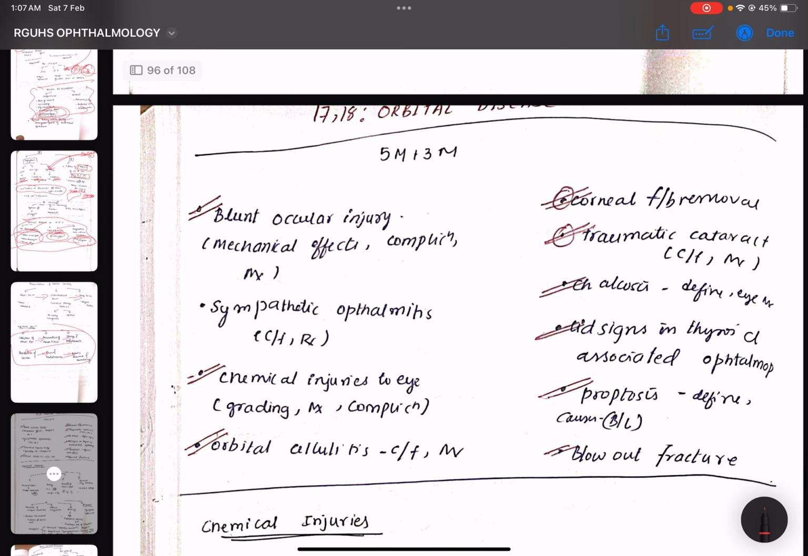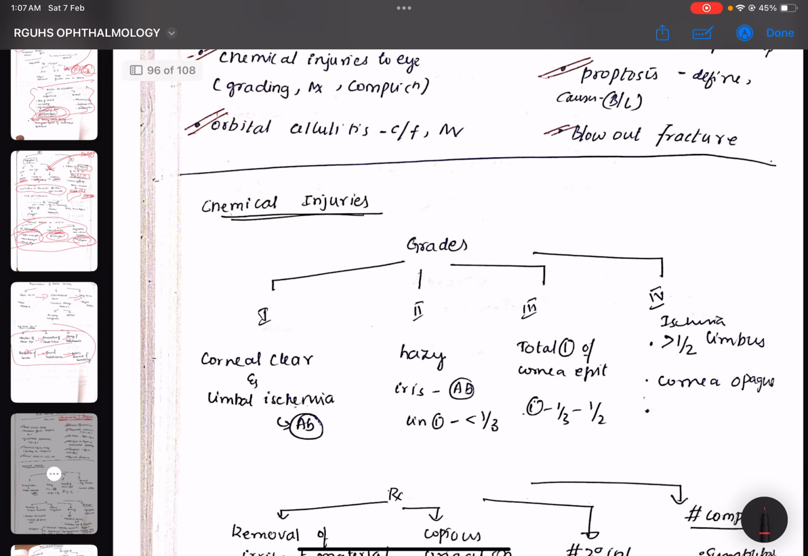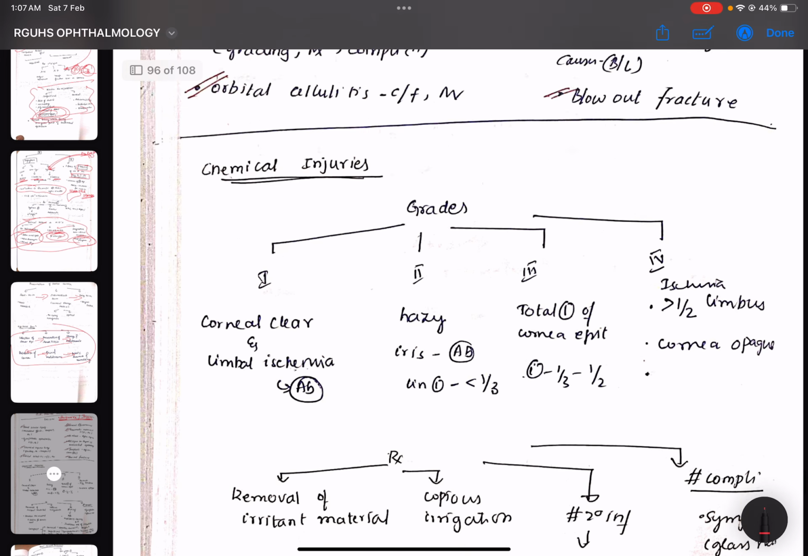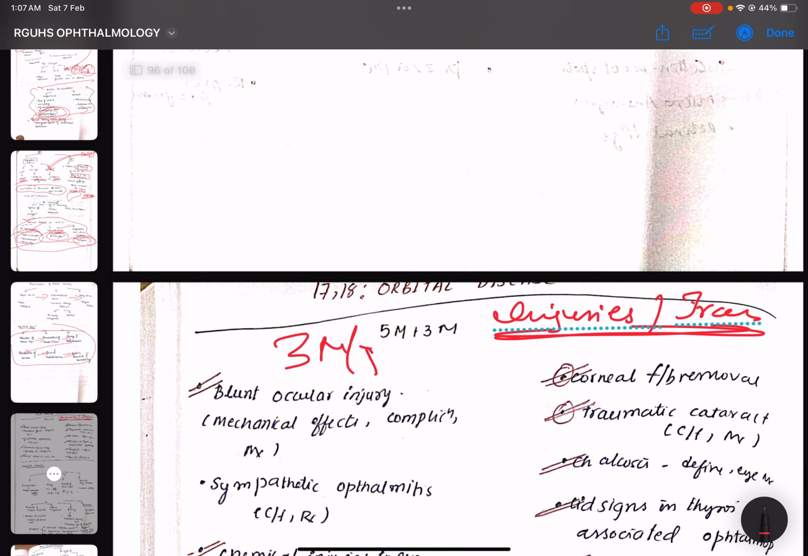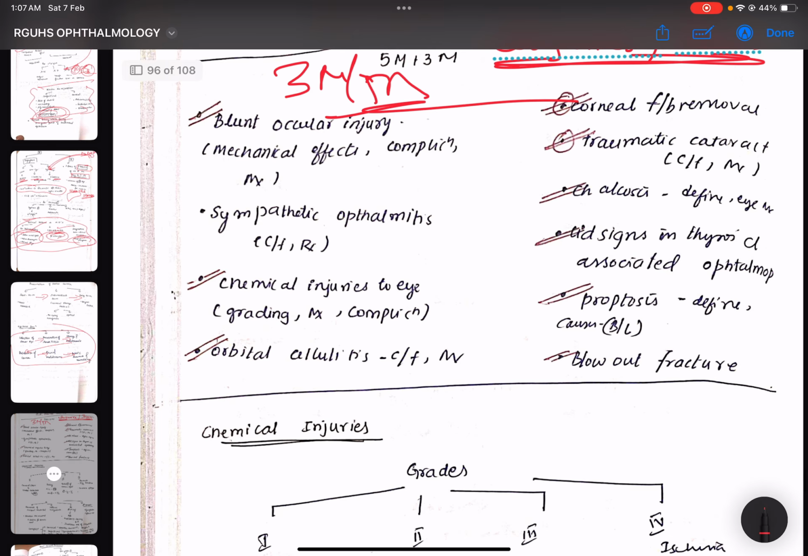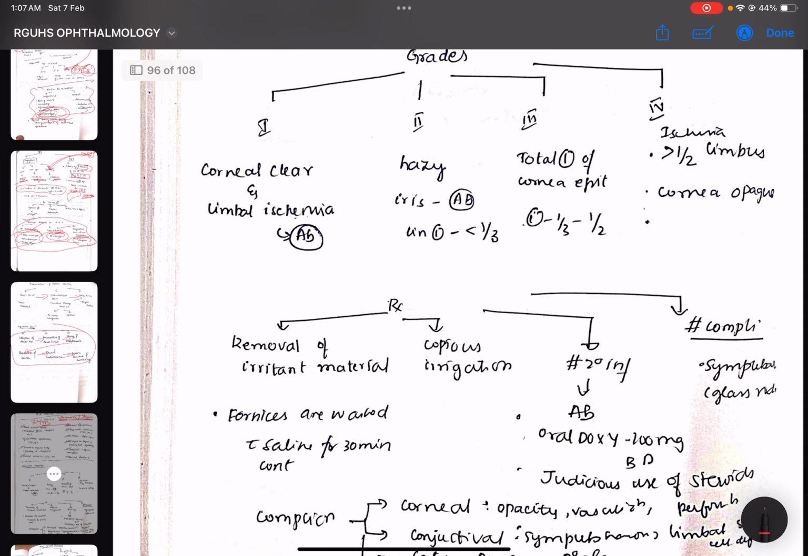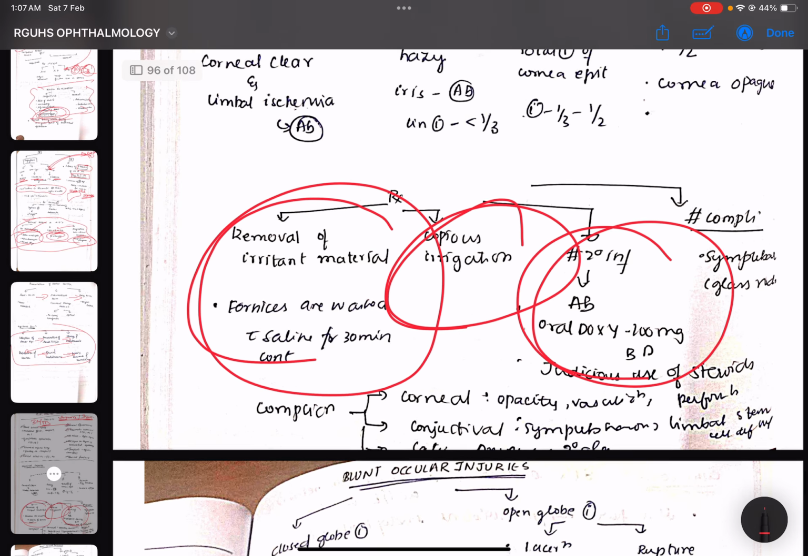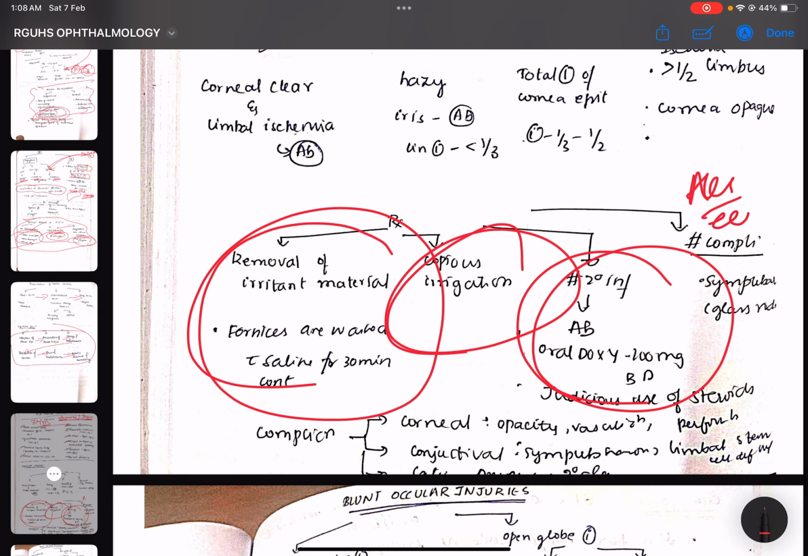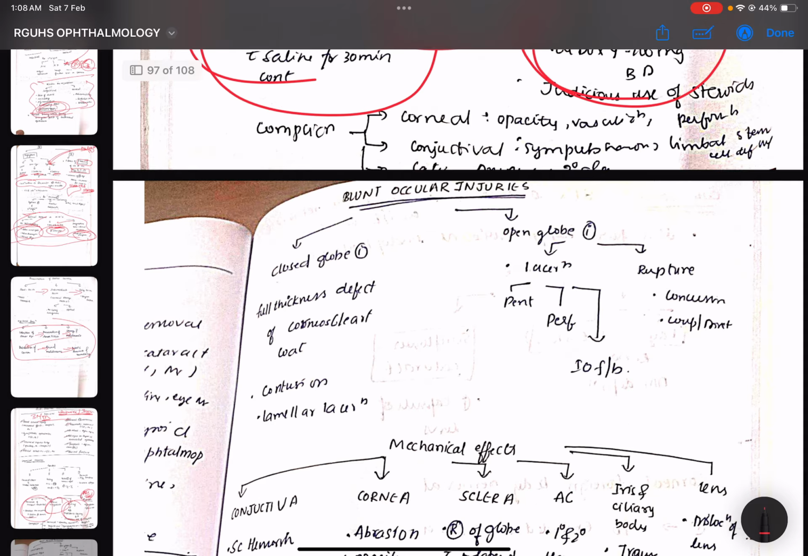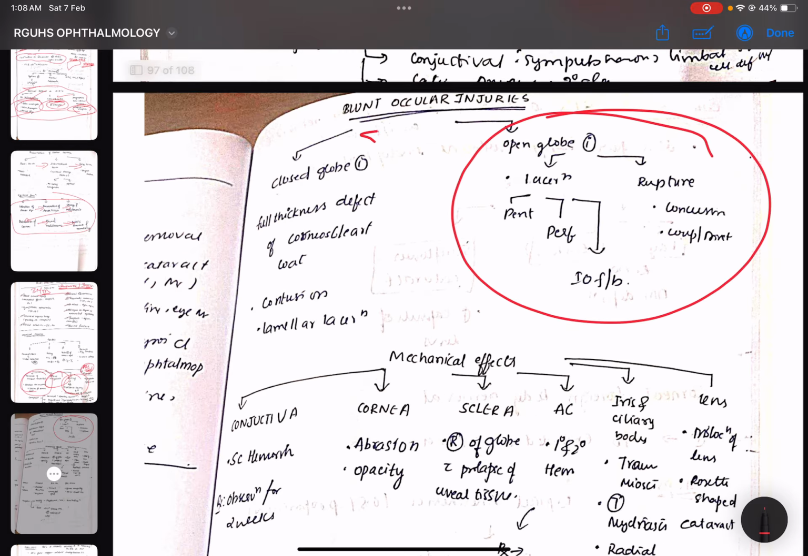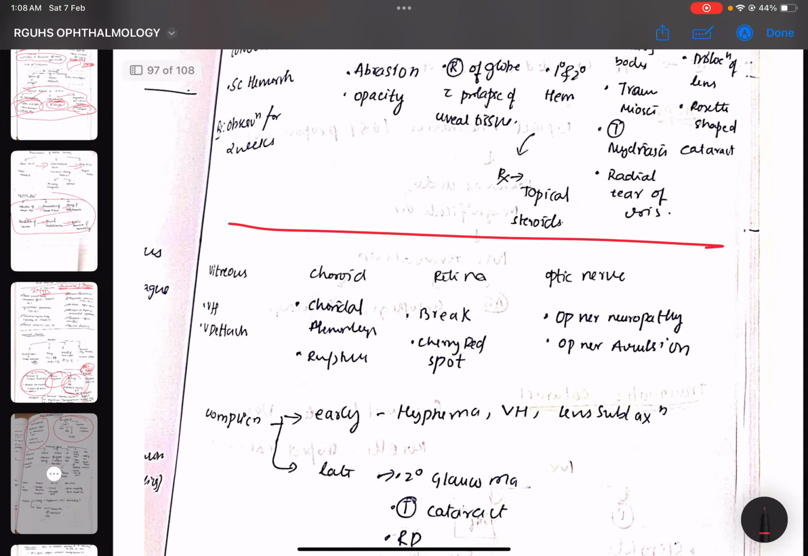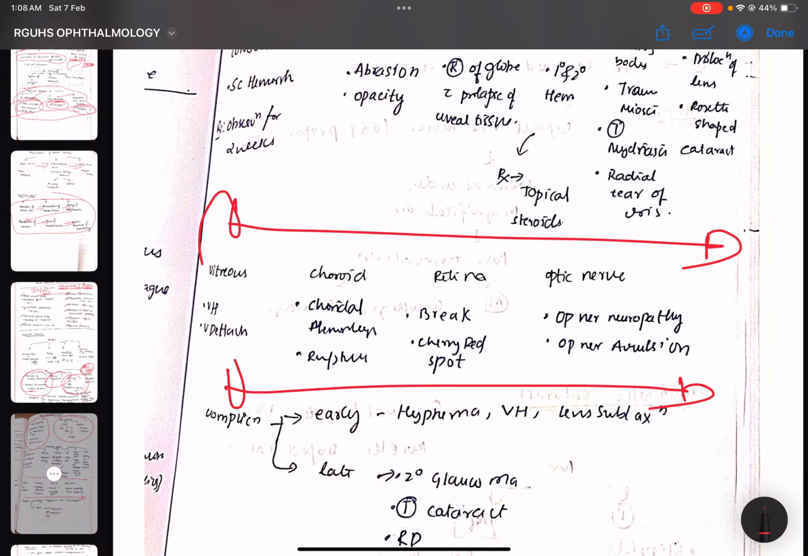Again, orbital disease. The major thing which you talk about is injuries or trauma, and these are the chemical part. This is just a 3 marker or 5 marker topic, so I'm not explaining too much. Again, you treat the infection, irrigate, and remove the irritant. You don't give alkali because it's an exothermic reaction. And with blunt trauma, you might have open globe injuries or closed globe injuries. Based on how it gets affected, I have written everything. Please make sure you study it.